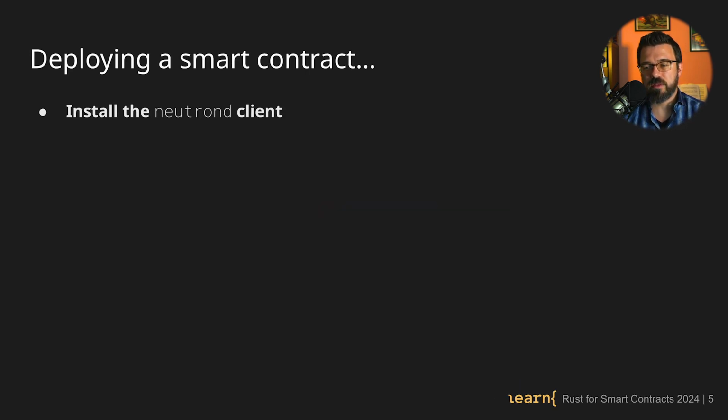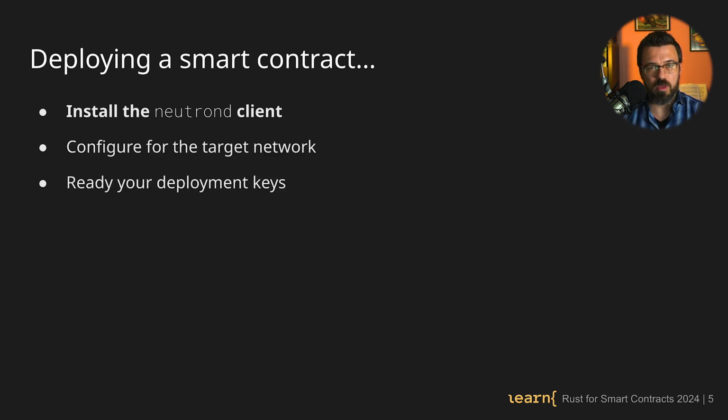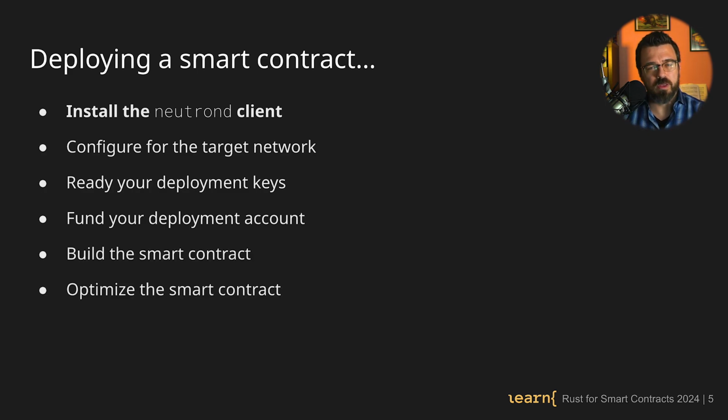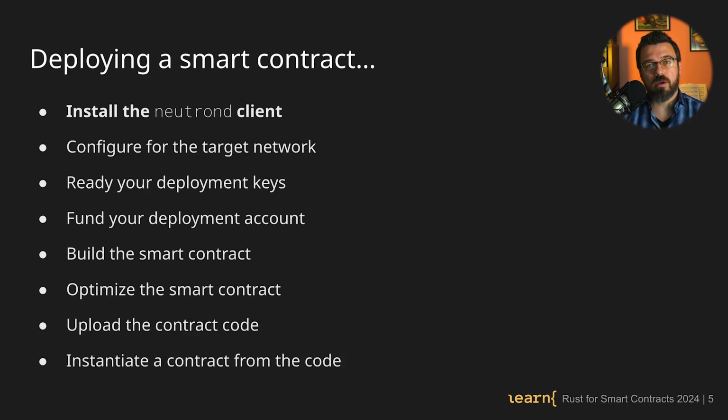What we will do is install the neutrond client, which lets us communicate with the network, configure which network it's communicating with, and then set up a local wallet with development keys and fund that wallet with the faucet, so that it has the ability to pay gas fees for uploading the code and so on. We'll build our code and optimize it so it's a small size and can easily fit on the blockchain, and then upload that code and instantiate a smart contract from it.